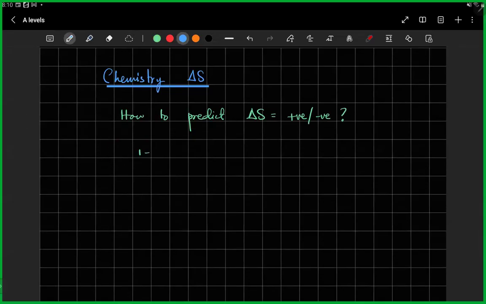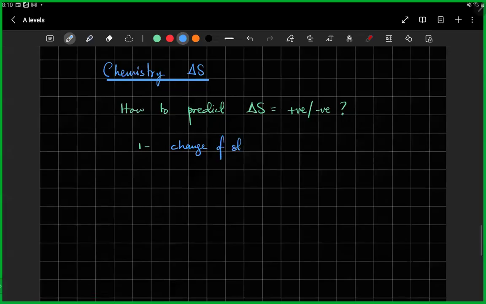So for example, I've got solid. Look at change of state, and you'll figure out whether the system is gaining entropy or losing entropy. So change of state from solid, if you move to a liquid, and from a liquid, if you move to gas, that all is delta S positive.